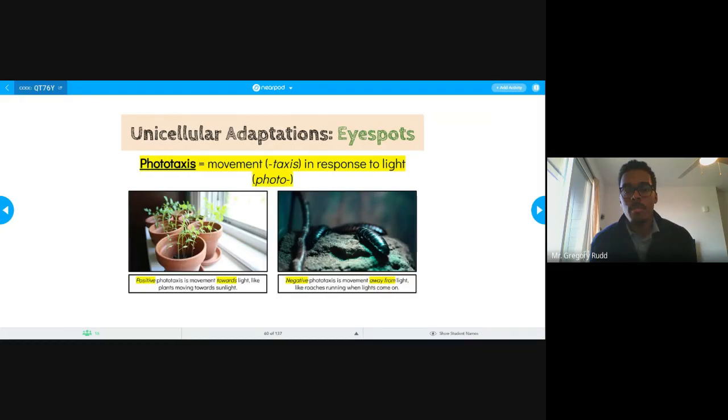Cool. Phototaxis is movement in response to light. Photo, of course, is a prefix meaning light, and taxis is a suffix meaning movement. So phototaxis is movement in response to light. There are two types of phototaxis. There's positive phototaxis. Yeah, I can go back in 1 second, Sally. Positive phototaxis is movement towards light, like plants, for example, moving towards sunlight. And negative phototaxis is movement away from light. For example, roaches that run away when a light is switched on.